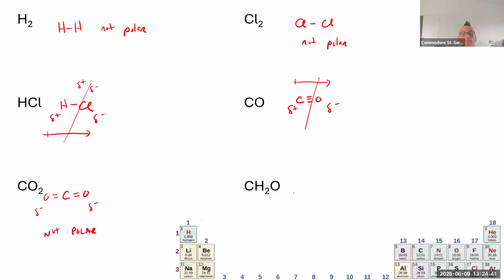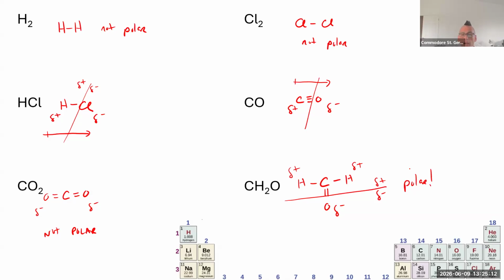All right, let's check this one out. This one's going to be a little fun. This is going to be carbon in the middle, bonded to hydrogens. This is double bonded to oxygen. Oxygen and carbon, partially negative. These hydrogens, partially positive. Well, we can draw a line right there. Partially negative, partially positive. This is polar, right?